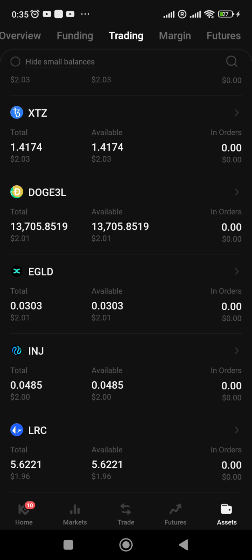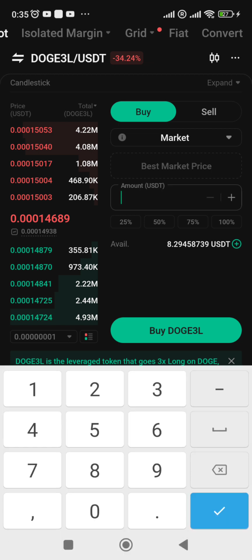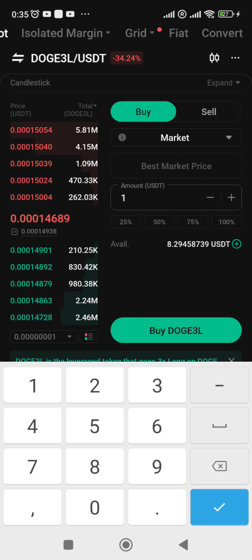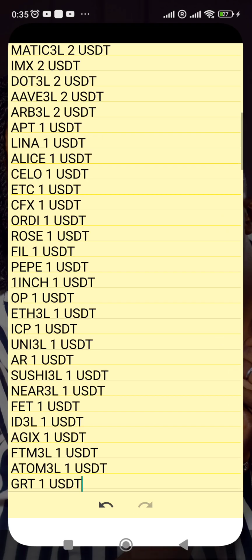So I click on it. You see it dropped by 34.24% in the last 24 hours. I buy another 1 USDT. And it has been bought. So I go to Doge 3L.